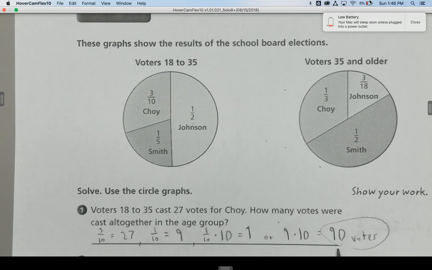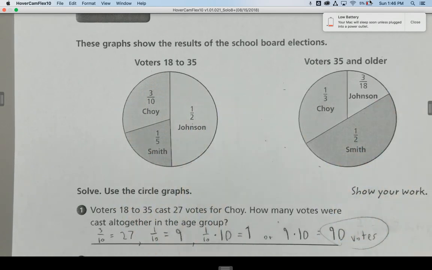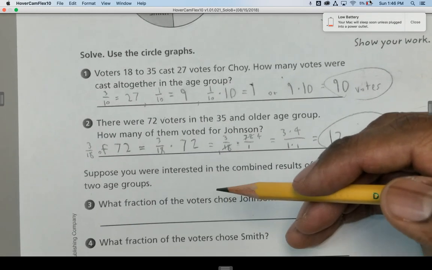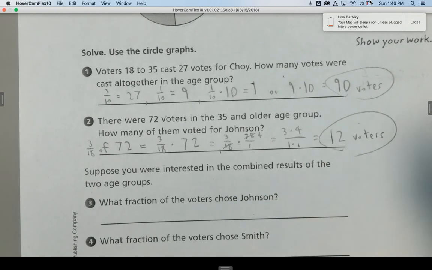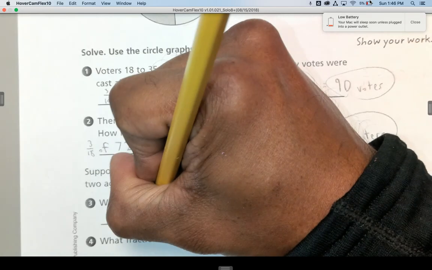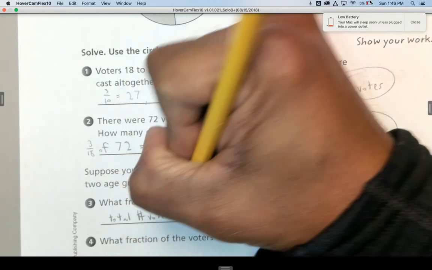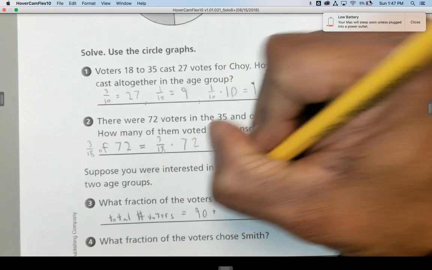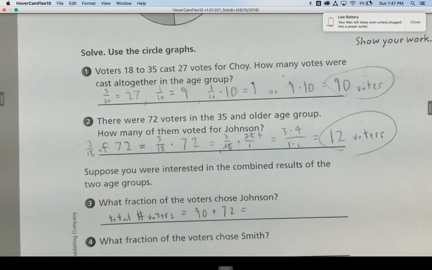In question 1, we actually calculated that. We calculated that the younger voters, there was 90 votes from this group. And then the older voters, it tells us in question 2, there were 72 voters. So using that information, the total number of voters, combining both age groups, is simply 90 younger plus 72 older. Can you do that as mental math? 162 total voters.